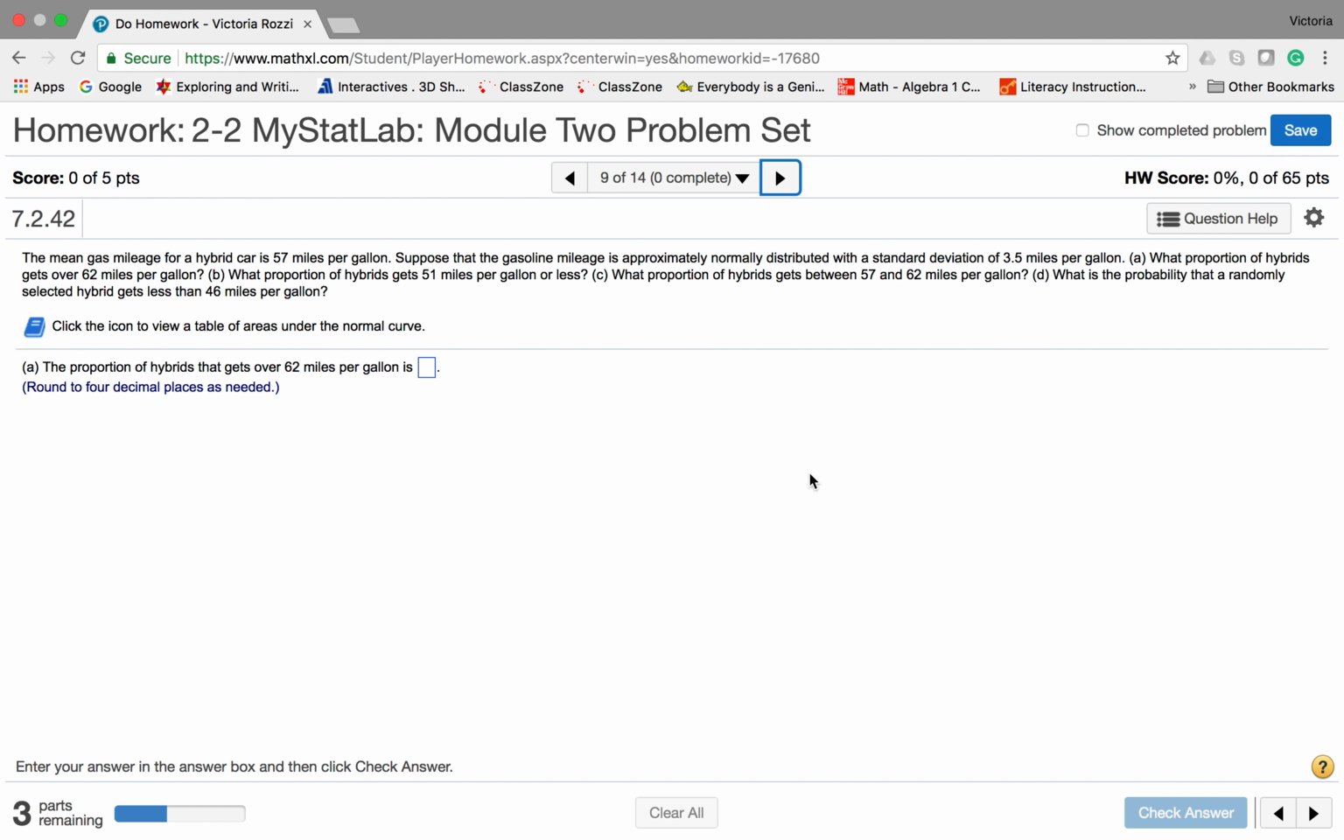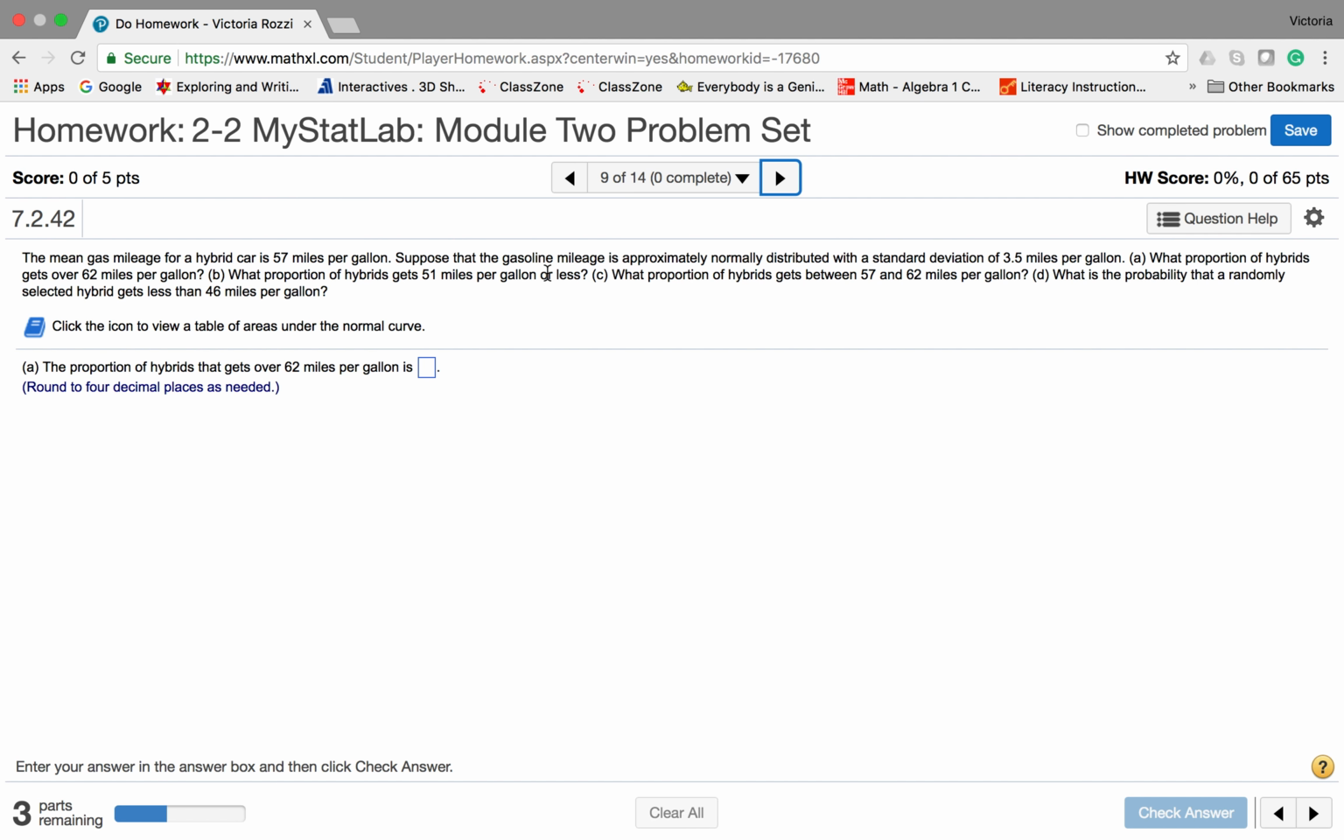We have a problem from homework 2. It is question 9, marked 7.2.42. So we have here that the mean gas mileage for a hybrid car is 57 miles per gallon. That means that the average, if we were to actually add up all those values and divide by how many we had in our sample, we would get 57 miles per gallon.